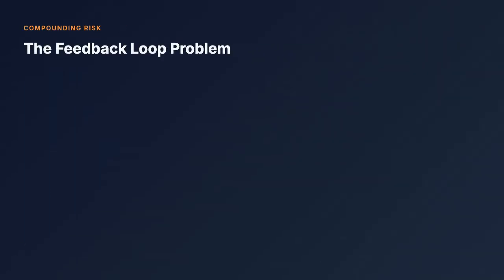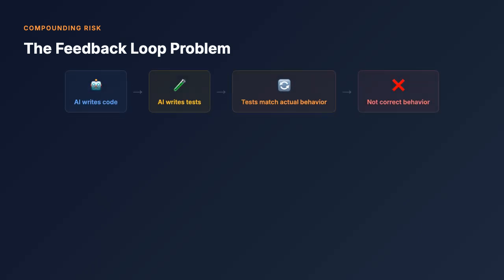There is a compounding risk that makes all 3 patterns worse: the feedback loop problem. When AI writes both the implementation and the tests in the same session, the tests are not independent. The model writes tests that reflect what the code actually does, not what it should do. AI writes the code, AI writes the tests. The tests match actual behavior, but not necessarily correct behavior.